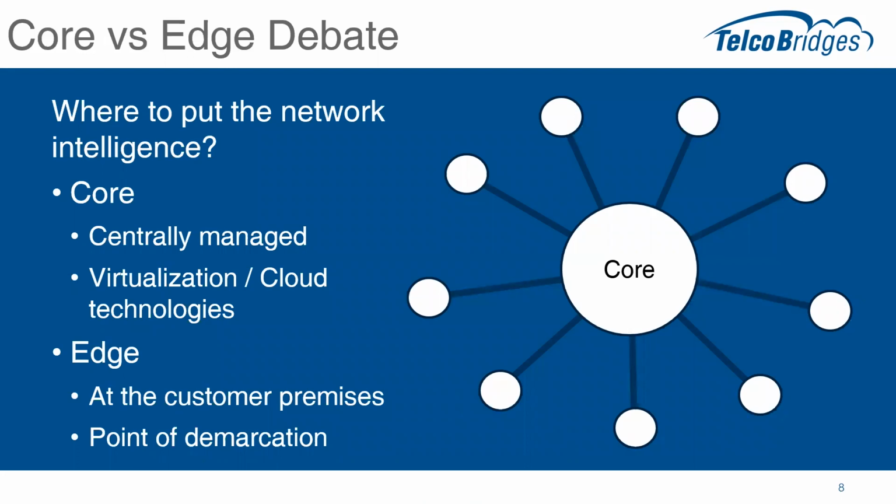Another thing that's an interesting part of the discussion is the shift from the core to the edge. There was a rush during the early days of the cloud to push everything they could to the core, put as little as they possibly could at the edge of the network, at the customer premise, and have it all in the core, have it all centrally managed, have it all virtualized.